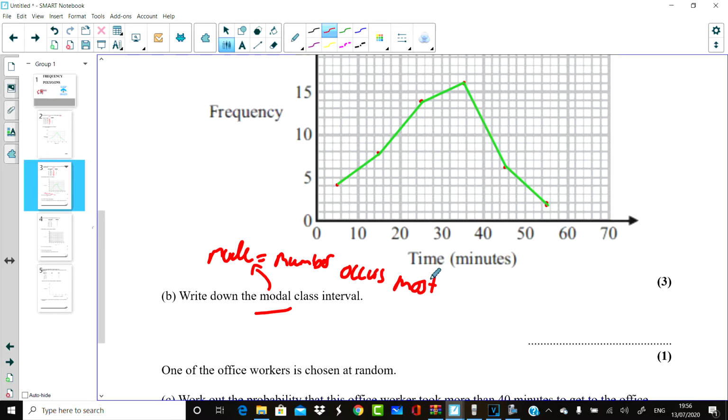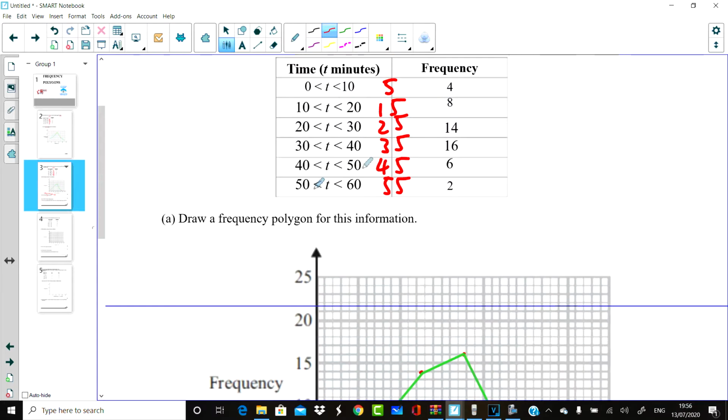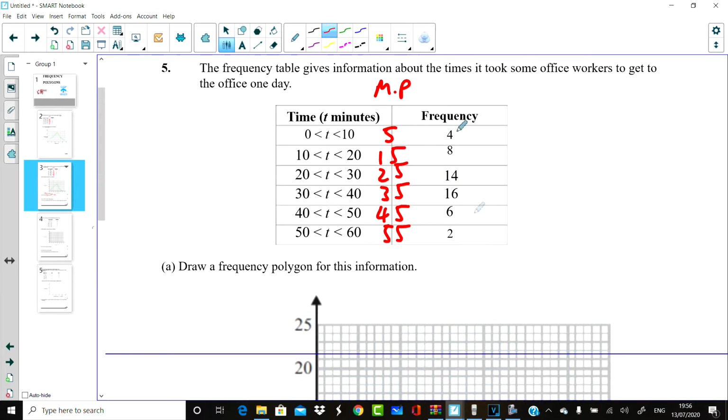So now we're going to look back at our table, and have a look at which number on the frequency column is the biggest. So which out of these time intervals occurs the most? If we look here, the biggest one we have is 16, and we're going to correspond that to the left-hand side of that. This is our class interval, this is our modal class interval, because this is the biggest value. This is the number that occurs the most out of all these numbers.